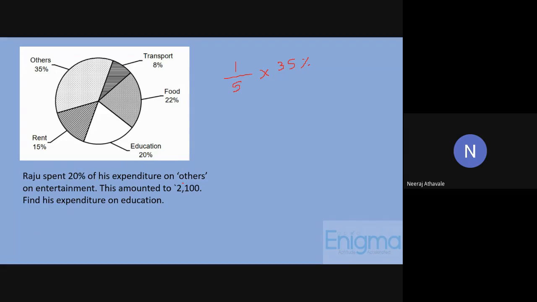So that's why we cannot directly take 20% of 30,000. 1/5 into 30,000, which is 6,000. Luckily, they have not changed the value over here. But sometimes there is a possibility that they change the values.